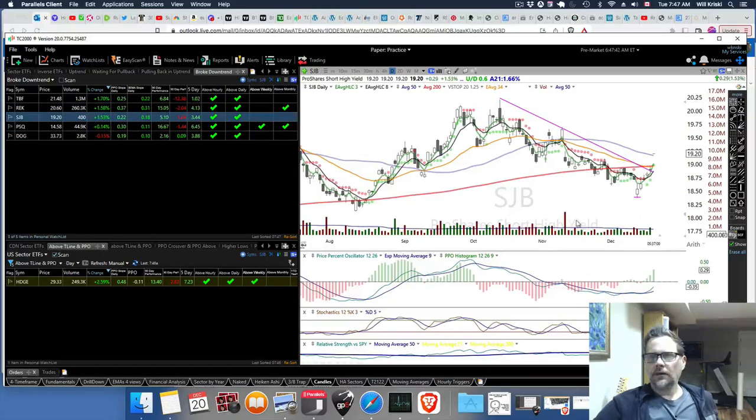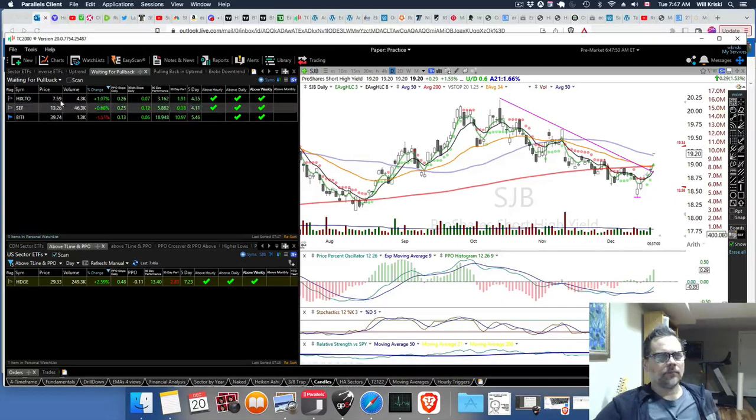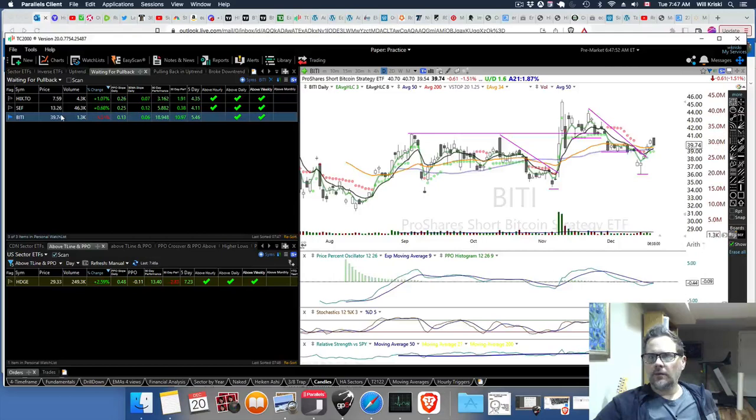Okay. So I've got that. Then I've got waiting for a pullback. And I haven't updated this morning, but you see we have a higher low technically from that previous one, but it bumped up here, so I don't want to buy when it's shot up like that. So now I'm going to probably say pulling back. Or I'm waiting for a pullback.